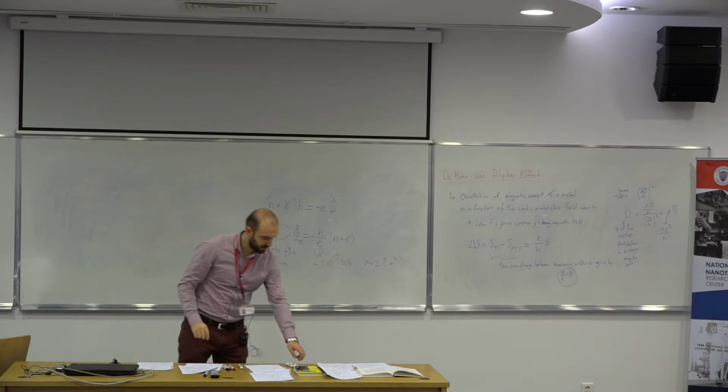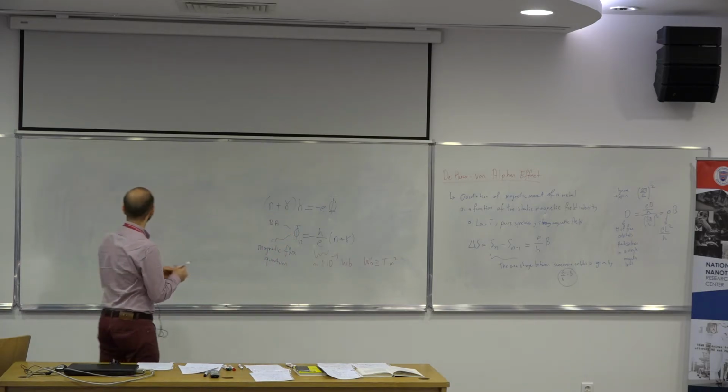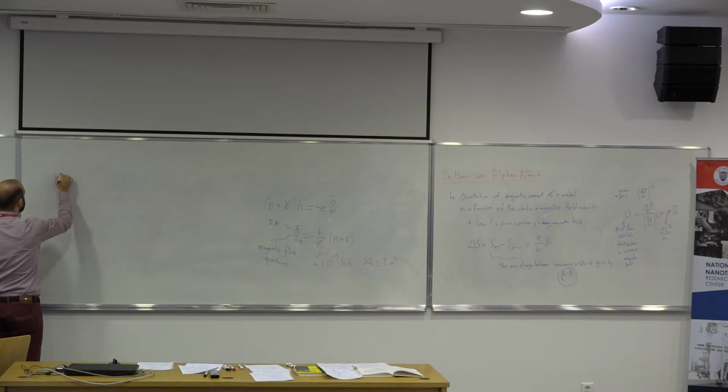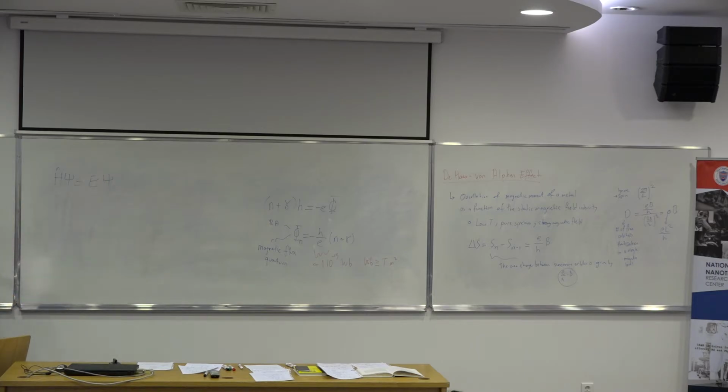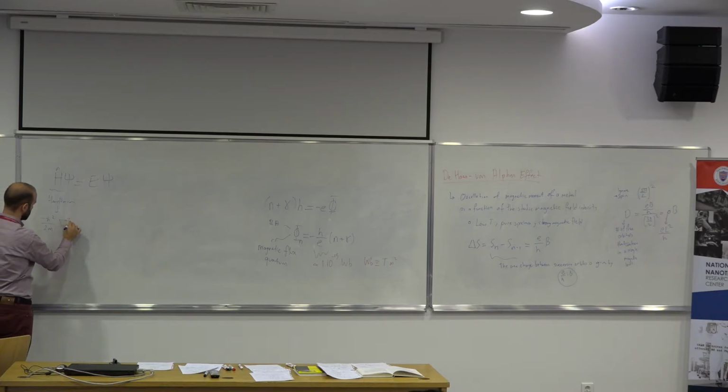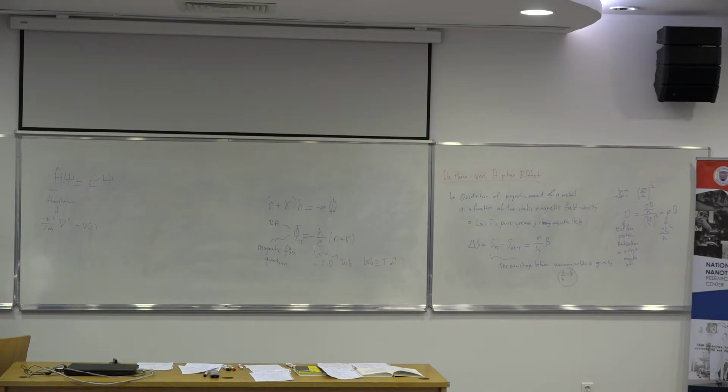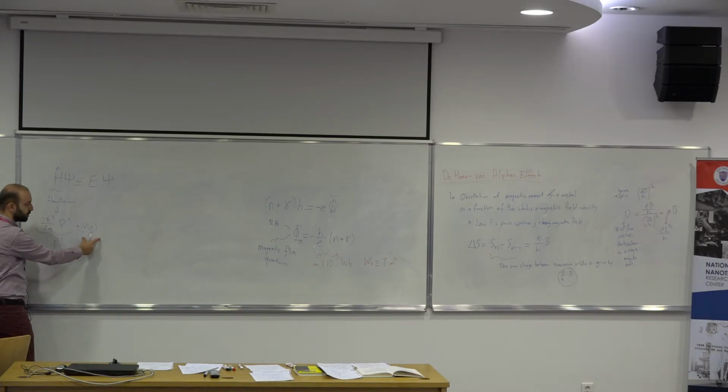Now I'm going to write down the Schrodinger equation. Again, if you consider the time-independent Schrodinger equation this way, this is called the Hamiltonian. And this operator in the previous case was something like this, right? So this part was derived from the fact that I have a kinetic energy plus the potential energy.